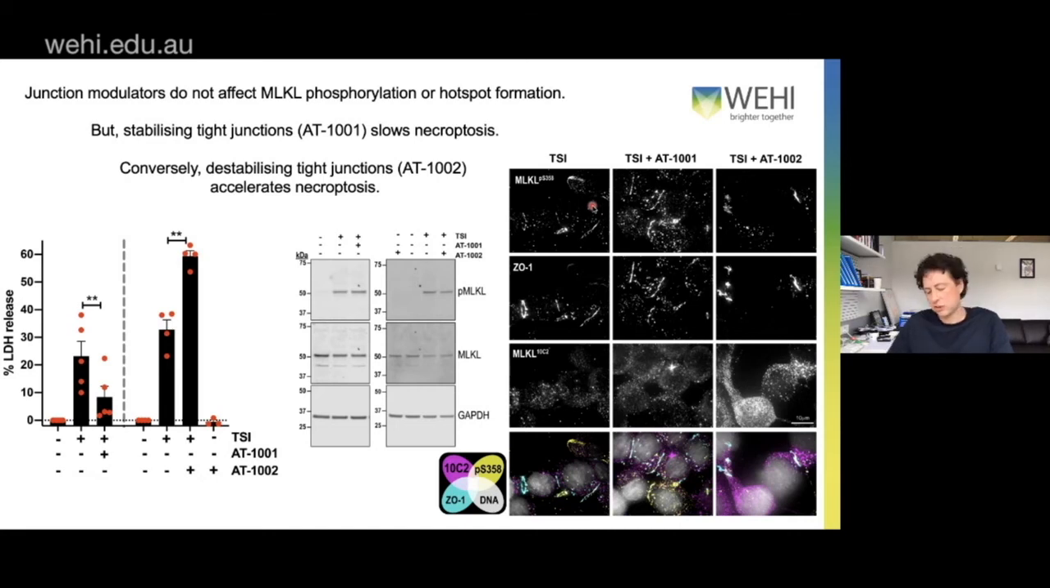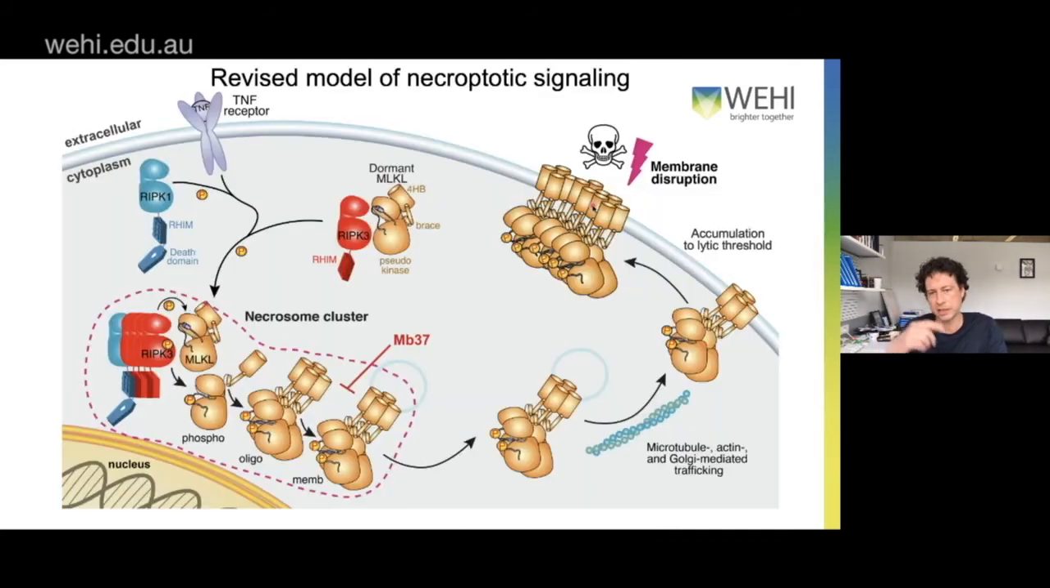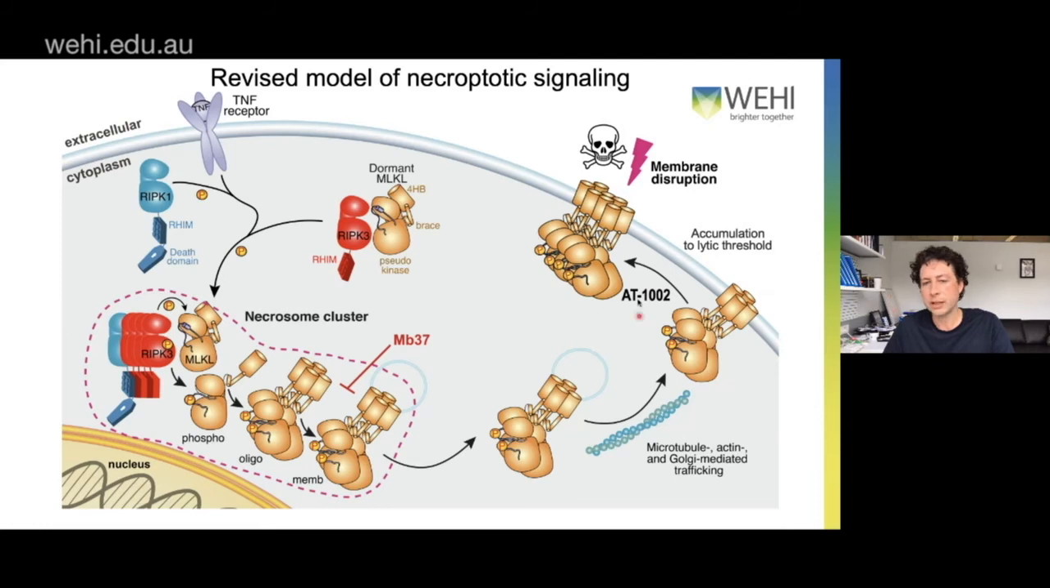So it seems that the structure, the stability or the rigidity of the tight junctions, or their organisation, is really a rheostat for how MLKL acts at the hotspot. And so I'll explain that in a bit more detail. What we think is that this hotspot is a rheostat, whereby its organisation controls the threshold at which MLKL can breach the plasma membrane. So if you destabilise this hotspot, MLKL can reach the lytic threshold easier. So you need less MLKL growing into this hotspot to cause membrane lysis.